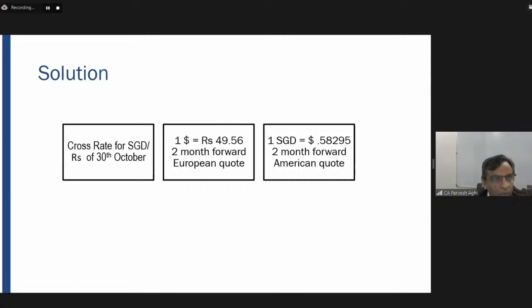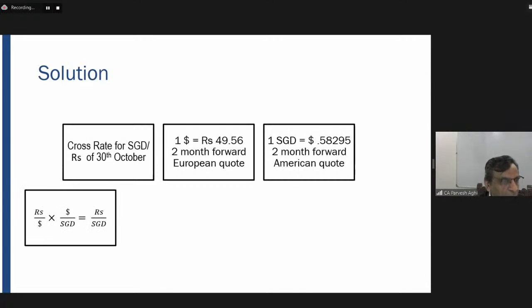So we have the dollar quote with us. We have the Singapore quote with us, 2 months forward. One is European, another is American. So we are set to arrive at the cross rate. So we know that, rupee oblique dollar.